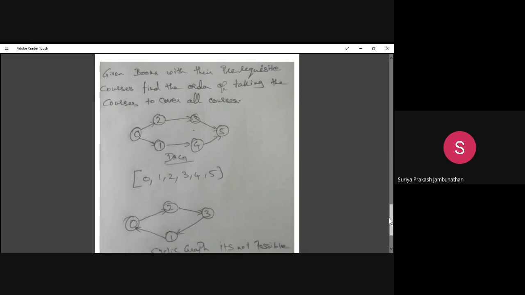Let's see this particular question. Given books with their prerequisite courses, find the order of taking the courses to cover all the courses. So this is what we have to do. Here we are starting from 0 in degree. So how many nodes are we having with 0 in degree?